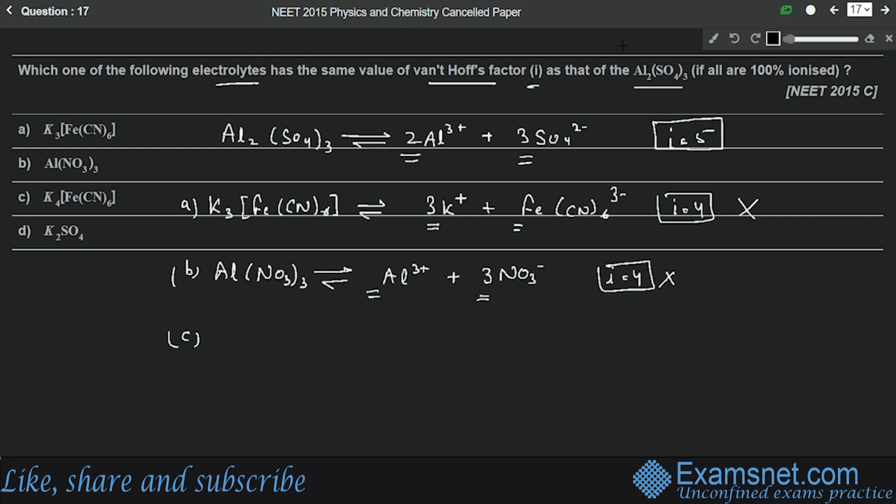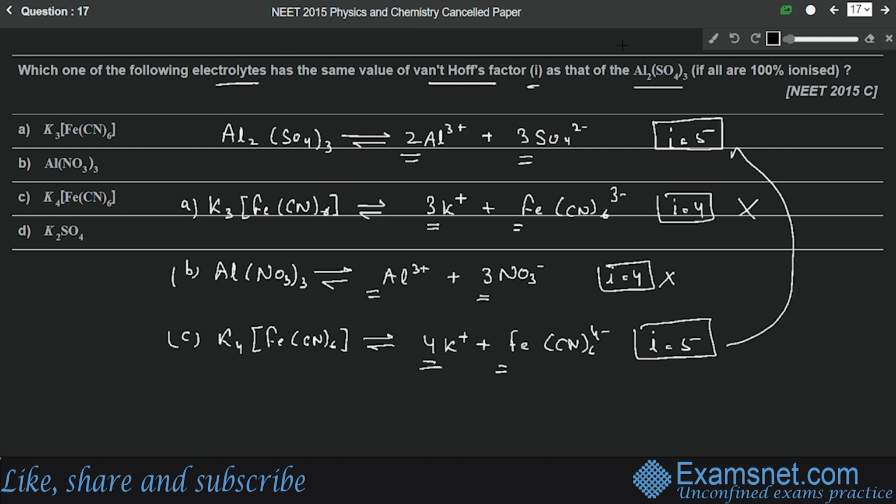Now the third one, K4FeCN6. It will get dissociated into 4K plus ions and then 1 FeCN6 4 minus ion. So the number of ions is 4 plus 1, that is 5. So here Van 't Hoff factor is 5. This should be the correct answer. This is same as that of Al2SO4 3, 5. But still let's check the last one also.